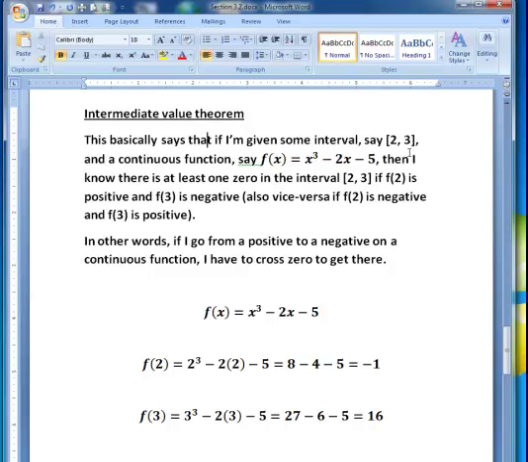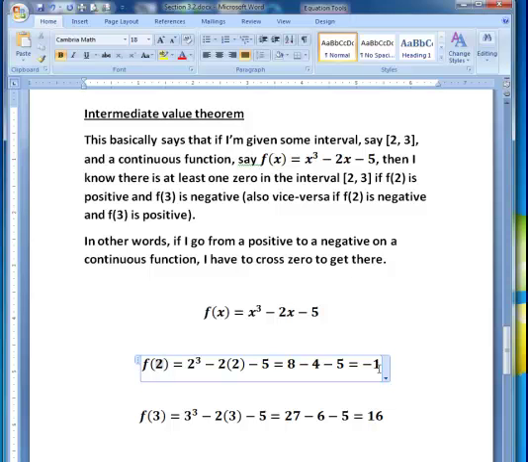Remember, I said I could draw it, so if I'm going to draw from a negative y value to a positive y value, I have to cross the x-axis. Or if I'm going to sketch from a positive y value to a negative y value, I have to cross the x-axis. Here's my function, f of x equals x cubed minus 2x minus 5. My interval was 2 to 3, so I'm going to plug in 2. I get 2 cubed minus 2 times 2 minus 5. That's 8 minus 4 minus 5, which is negative 1. So f of 2 is negative 1.